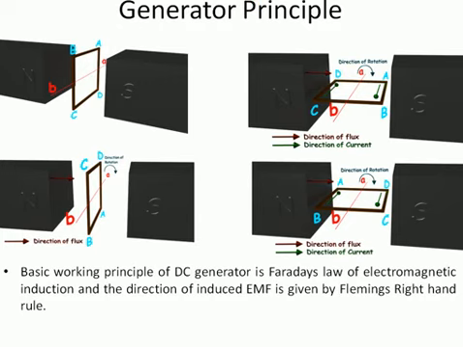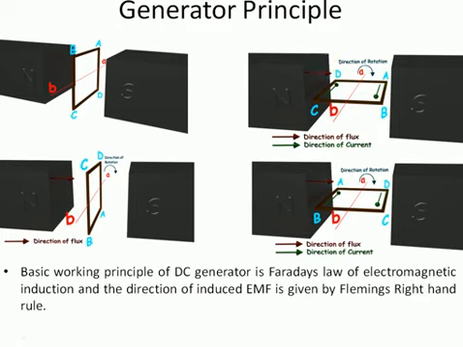So let's start with this diagram. If you are seeing in this diagram, this coil ABCD is rotating in clockwise direction and the axis of rotation is given by this red line. In this coil there are two coil sides, coil side AB and coil side CD. These coil sides are also called as conductors. As this coil is rotating in clockwise direction, this coil side AB will be moving downwards and coil side CD will be moving upwards.